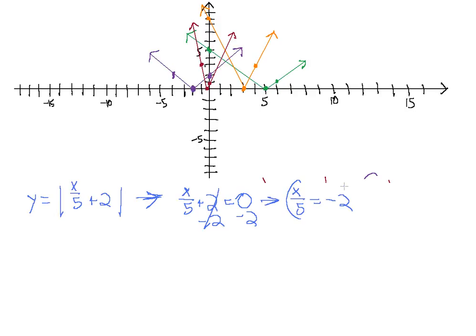And we can isolate x by multiplying both sides by 5. That'll cancel the denominator, so we have x on the left-hand side. 5 times minus 2 is minus 10. So we have the point minus 10 and 0. That's our vertex, which is way over here. All right, now we're going to need a value to the left of minus 10 and a value to the right of minus 10.